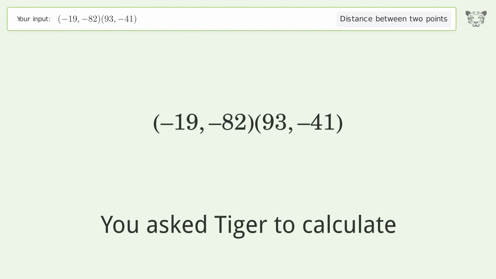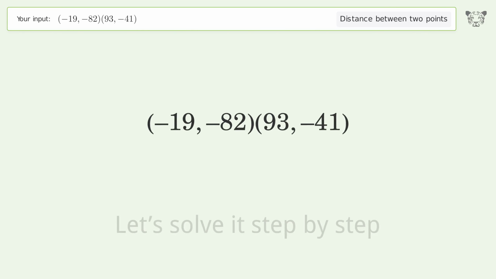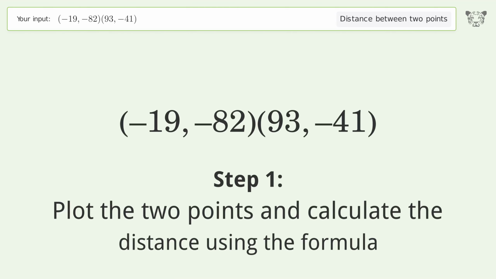You ask Tiger to calculate. This deals with the distance between 2 points. The distance between the 2 points is the square root of 14,225 or 119.269. Let's solve it step by step. Plot the 2 points and calculate the distance using the formula.